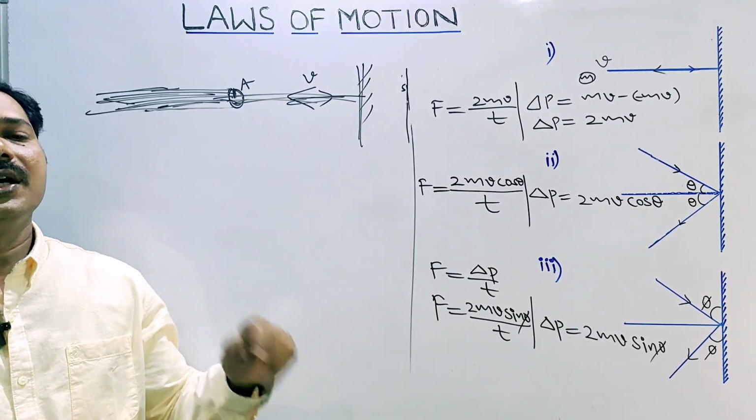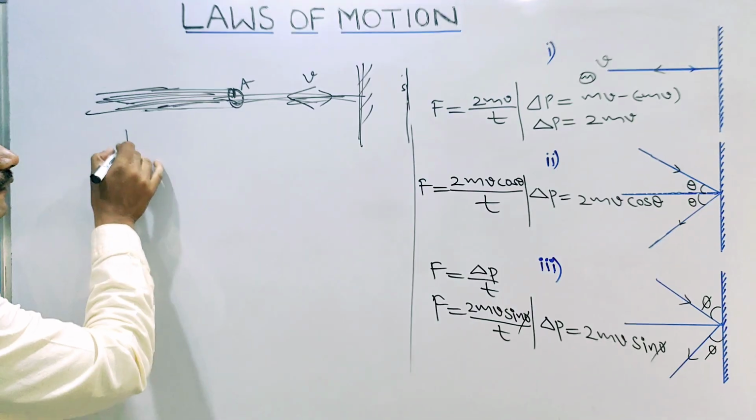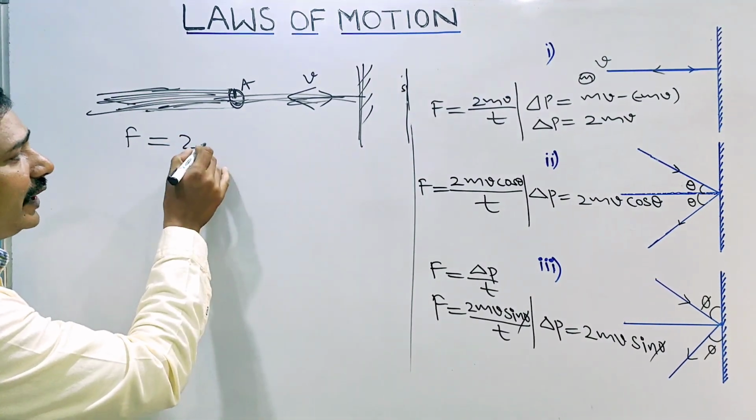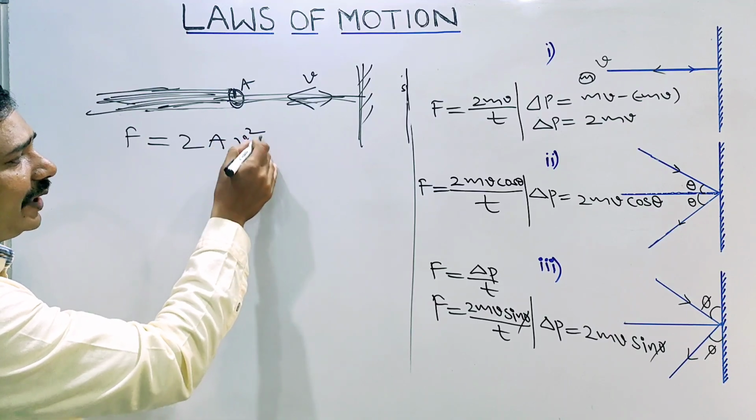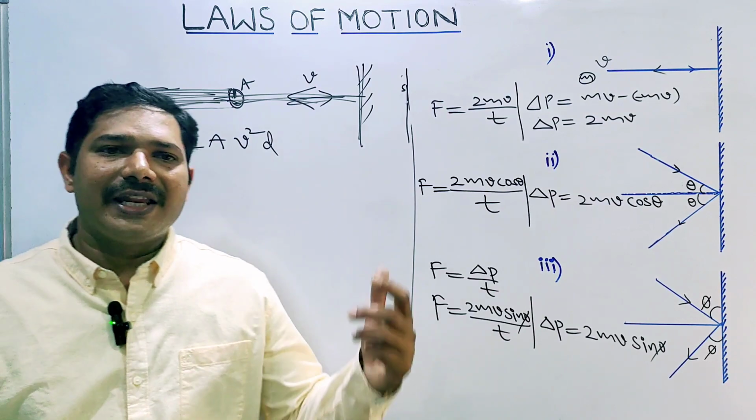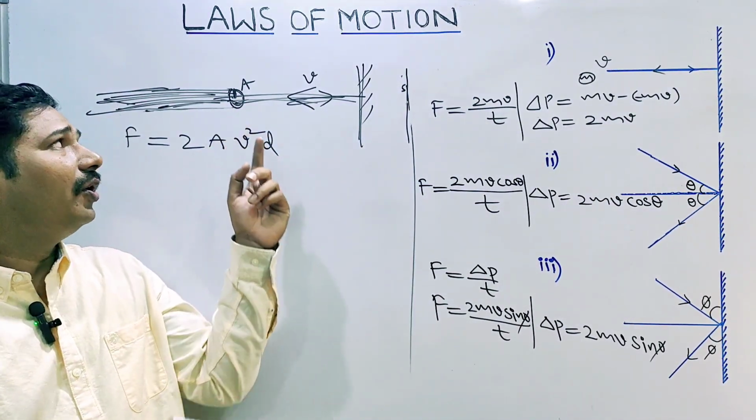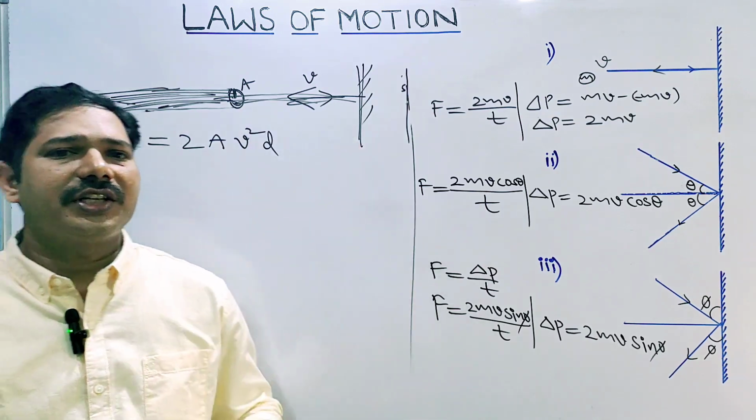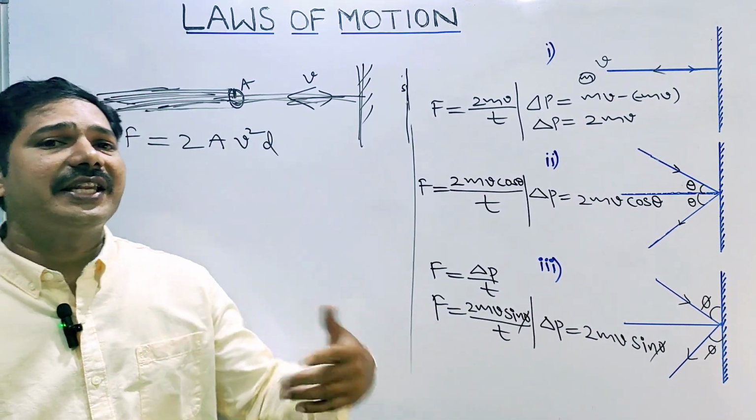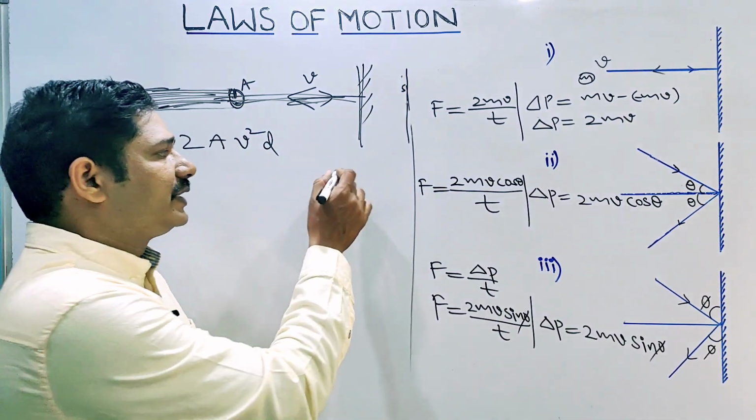For the rebound case, what is the exerted force formula? Whenever water rebounds, the exerted force we can take as 2 A v square d. Here A is the area of cross section of the pipe, v is the velocity, the speed at which the water is moving, and d is the density of water. We know that it is 1000 kilogram per meter cube.